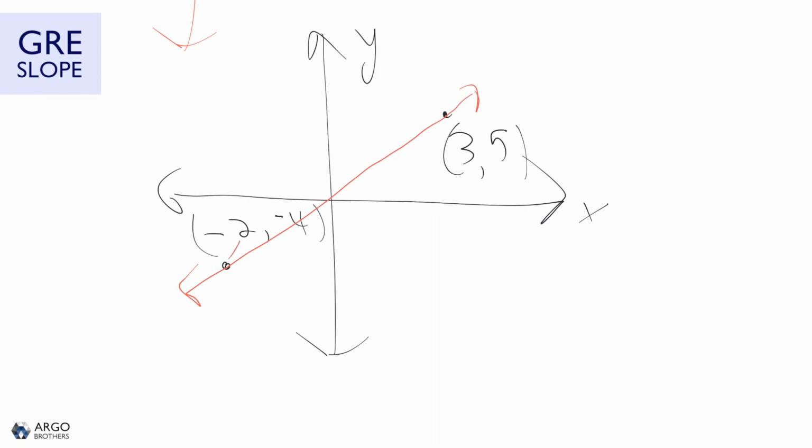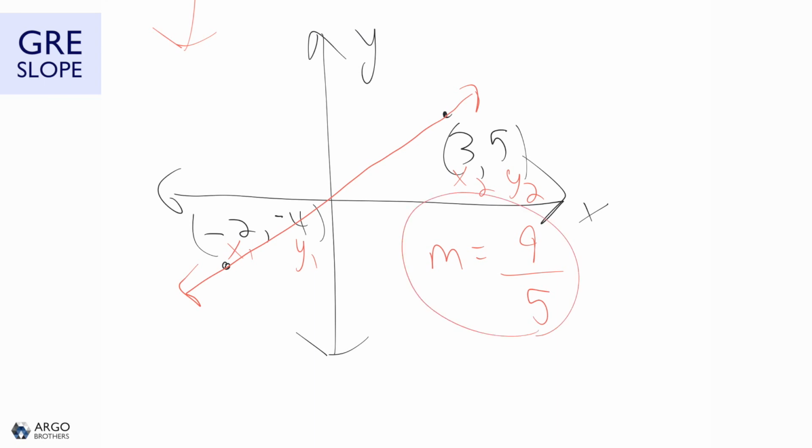So I'm going to label these points, x1, y1, x2, y2, and once you do enough of these, it'll become second nature. So given that, I know the slope is y2 minus y1, which is 5 minus -4, which is 9, over x2 minus x1, which is 5. So slope is 9 over 5.